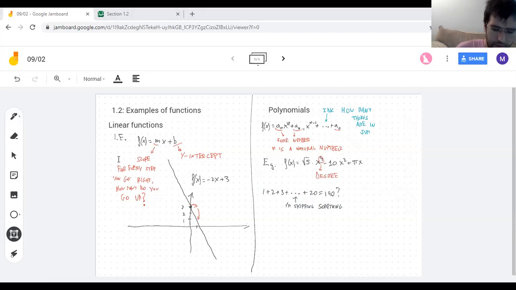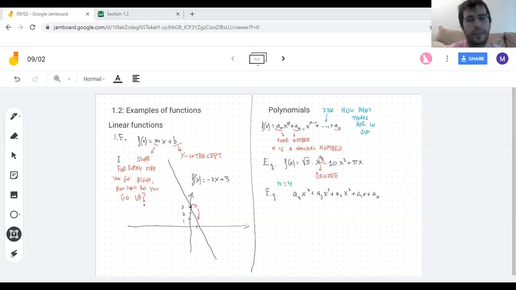Maybe instead of this example, I should write a polynomial like this. For example, a4 x to the fourth plus a3 x to the 3 plus a2 x squared plus a1 x plus a0. So here, this n that I wrote is 4. So the sum goes from 0 to 4.